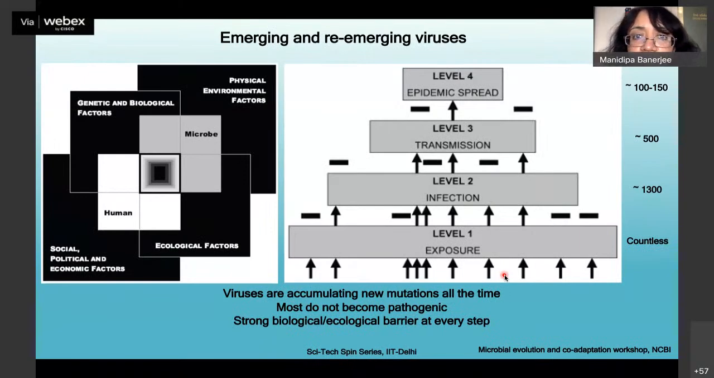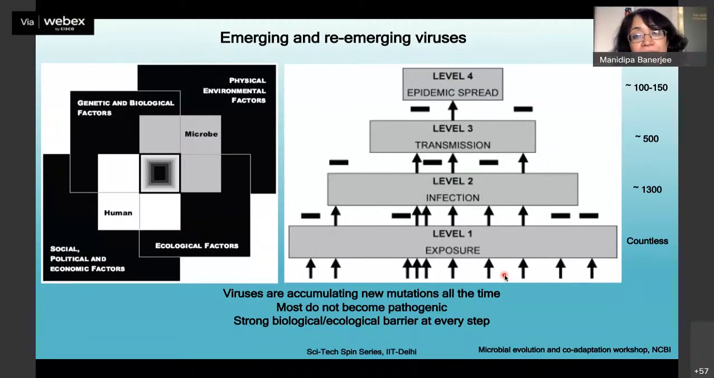Now, the last part is, how do we get new viruses? One has to understand that viruses are mutating all the time. Every time viruses are replicating, there are mistakes introduced into the viral genome. As a result of the mistakes, instead of a particular amino acid, the virus may have a different amino acid in a protein at a specific location. And that is exactly what we are seeing for the different variants of SARS-CoV-2.